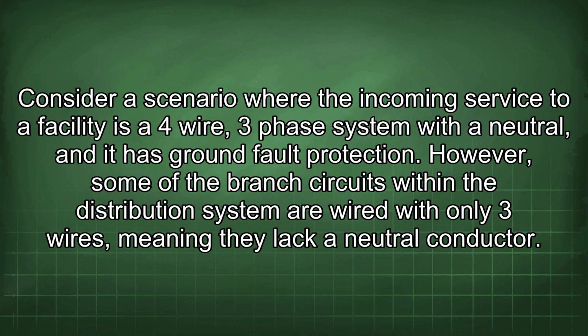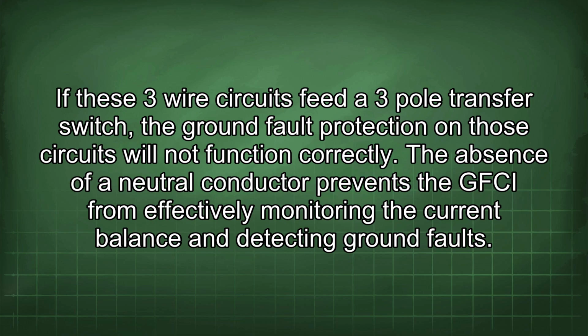Consider a scenario where the incoming service to a facility is a 4-wire, 3-phase system with a neutral, and it has ground fault protection. However, some of the branch circuits within the distribution system are wired with only 3 wires, meaning they lack a neutral conductor. If these 3-wire circuits feed a 3-pole transfer switch, the ground fault protection on those circuits will not function correctly. The absence of a neutral conductor prevents the GFCI from effectively monitoring the current balance and detecting ground faults.